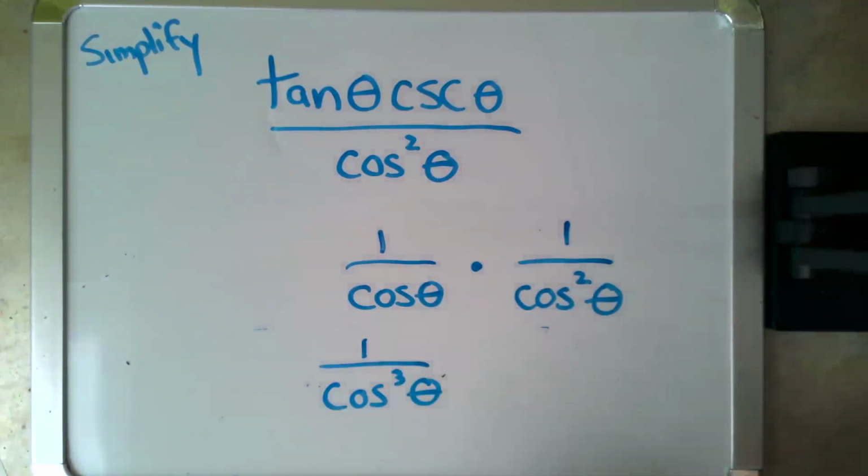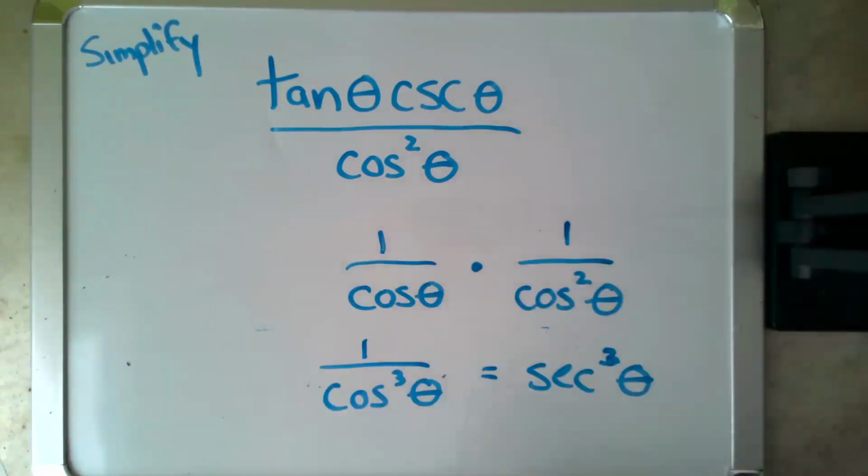And I could leave it at that, or I could remember that 1 over cosine is secant, and so it would become secant cubed theta. Great. Now, here's a little hack.